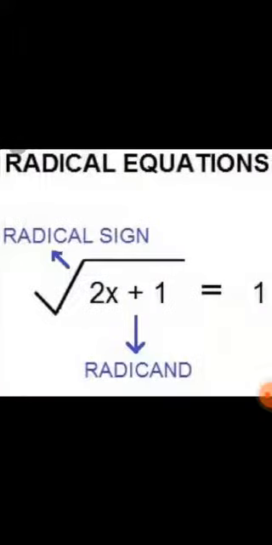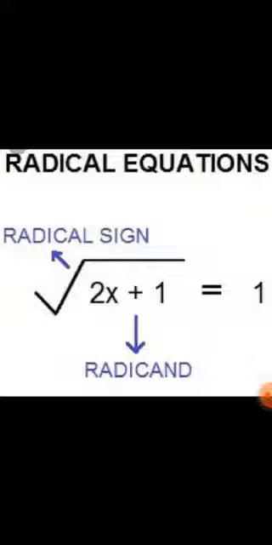Today we are going to start the revision of our exercise 1.3. Before moving towards exercise 1.3, we should know what radical equations are. As you can see on the screen, radical equations are the ones that contain a radical sign and in which the radicand contains the variable of the equation. As you can see in the example, under root 2x plus 1 equals 1 is a radical equation, and the variable falls under the root, so that means it is a radical equation.